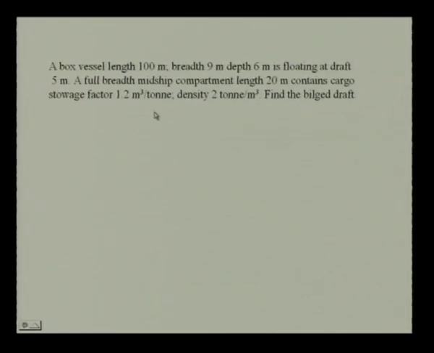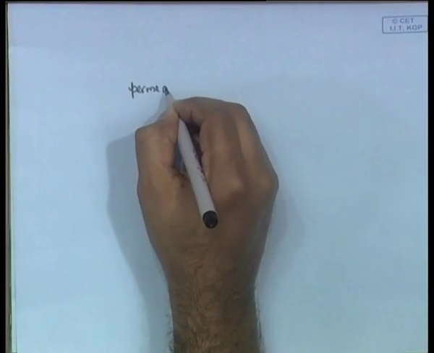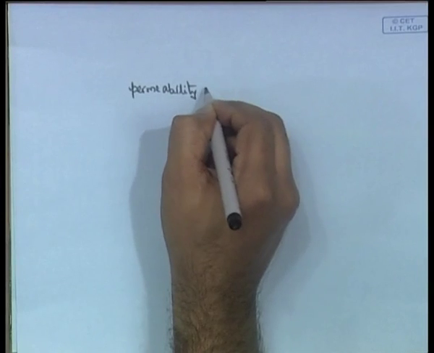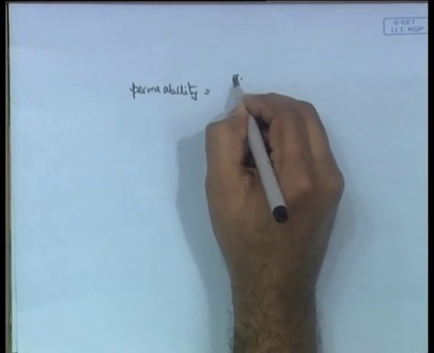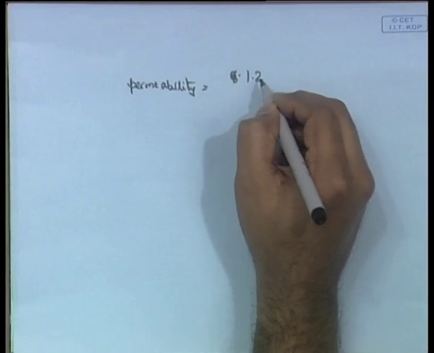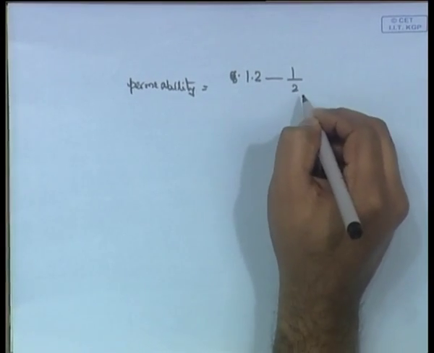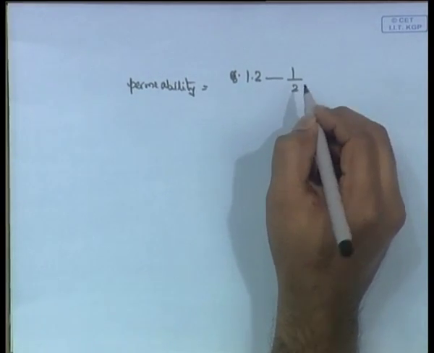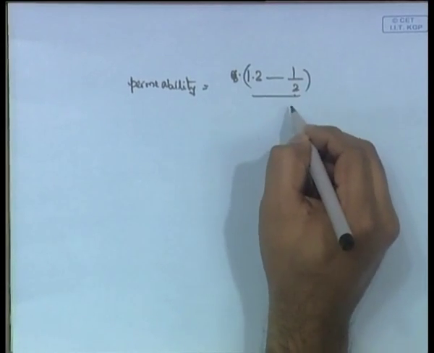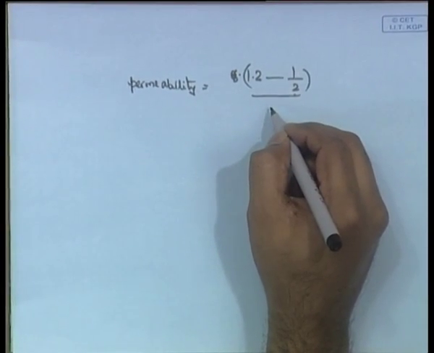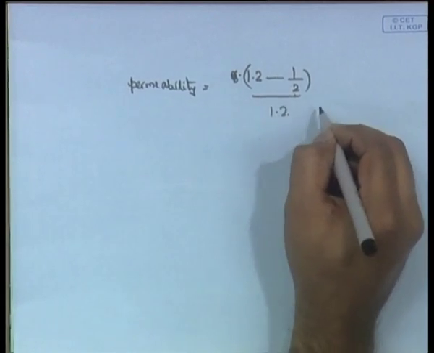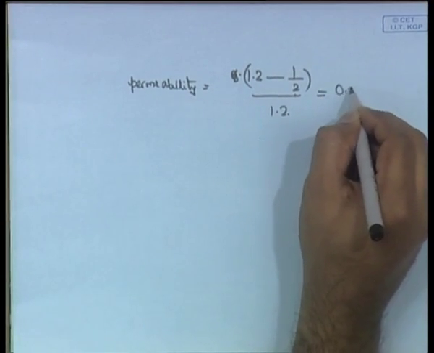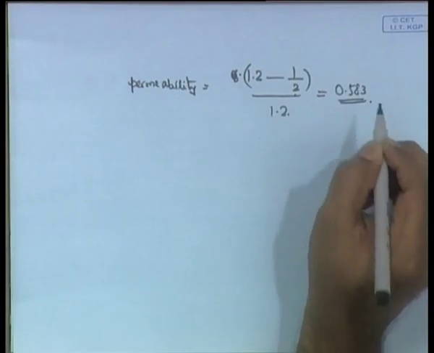This is the problem. Now, first of all, in this problem you can directly find the permeability. Permeability is given by: stowage factor is 1.2 meter cube per ton, density is 2 tons per meter cube, so (1.2 minus 1 by 2) divided by SF, which is again 1.2. So this is about 0.583, this is your permeability.